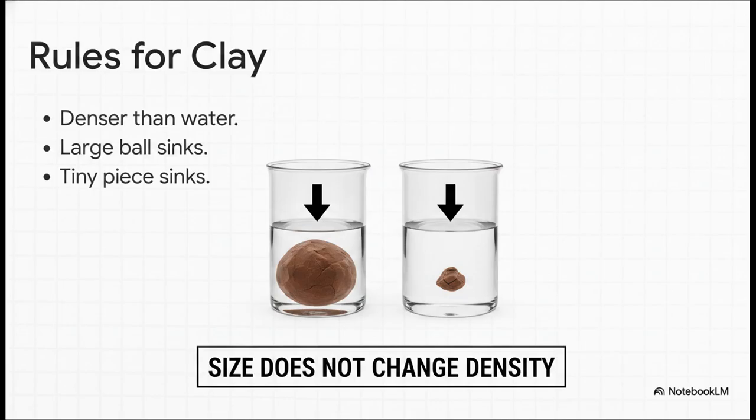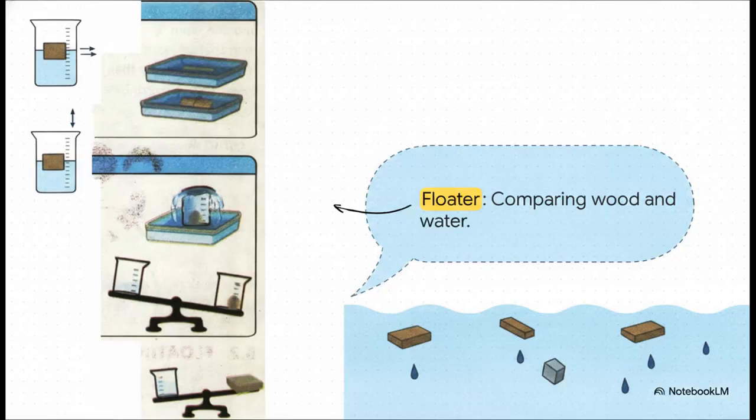So let's lock in this rule. A large ball of clay sinks, right? But what if we break off just a tiny piece of clay? Guess what? It also sinks. अगर आप clay ball का size छोटा भी कर दें, वो फिर भी sink करेगी, because reducing the size doesn't change the material's actual density. The density remains exactly the same regardless of size. Pretty cool, right?